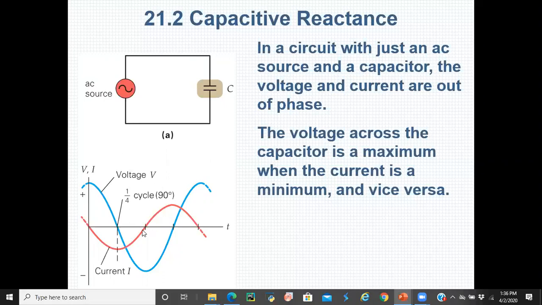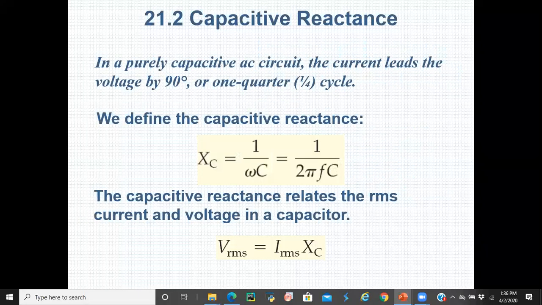From this figure, we can also see that the red one is the current curve, and the blue one is the voltage, and this current curve is leading by 90 degrees, or 1/4 of a cycle. In a purely capacitive AC circuit, the current leads the voltage by 90 degrees, or 1/4 of the cycle. So we can define the capacitive reactance.